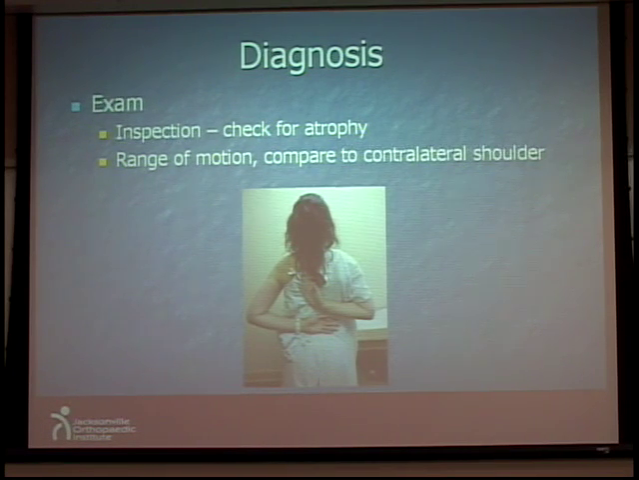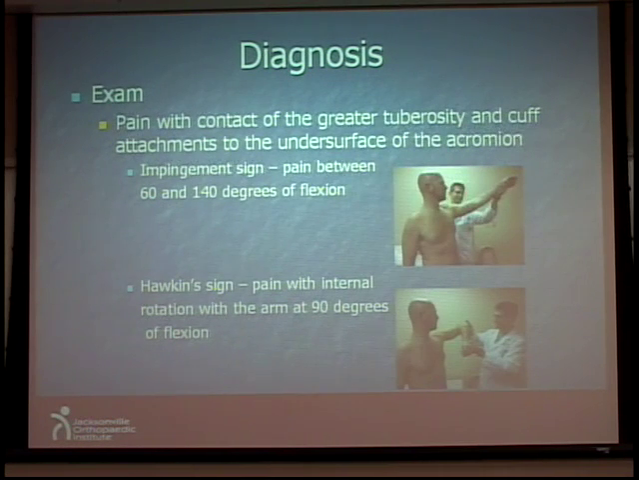When you check range of motion, compare it side to side, and particularly internal rotation is often asymmetric, and you check internal rotation by seeing how far the hand can reach up the back. As part of the exam, we look for specific tests where the rotator cuff can be irritated. And this can happen where the greater tuberosity of the shoulder, where the rotator cuff attaches, contacts the undersurface of the acromion. And if there's damage to the rotator cuff, pain is precipitated.